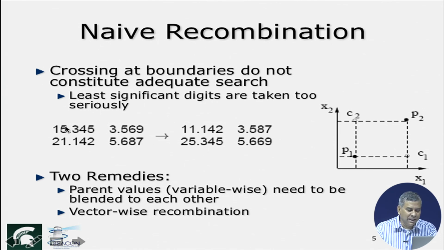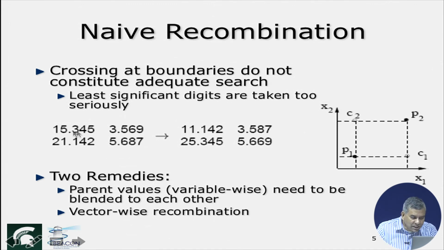So if I have two variables x1, x2, and let's say this is my parent 1, with x1 value 15.345 and x2 value 3.569, and another parent here, I want to do a naive crossover like we've done in case of binary strings. So that means I'm going to choose one of these sites and swap. Let's say I do it a bit more efficiently, saying I'm going to choose one cross site for x1. So I've got 1, 2, 3, 4 positions. I will choose one at random and cross, and I will choose one more here and cross. So I'll do independently two variables.